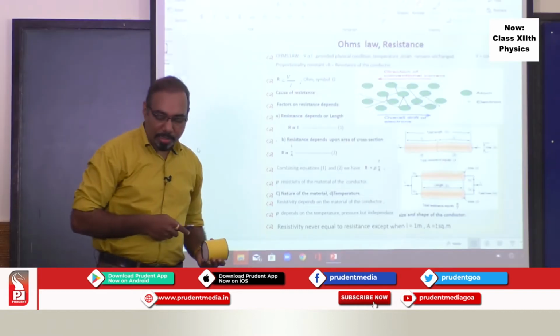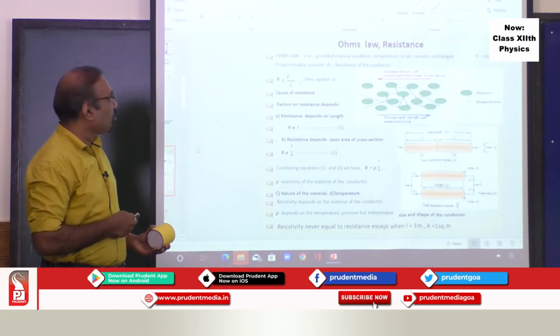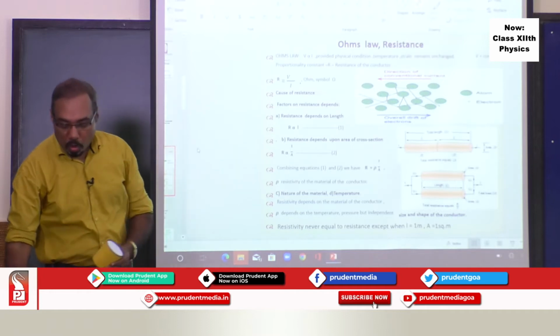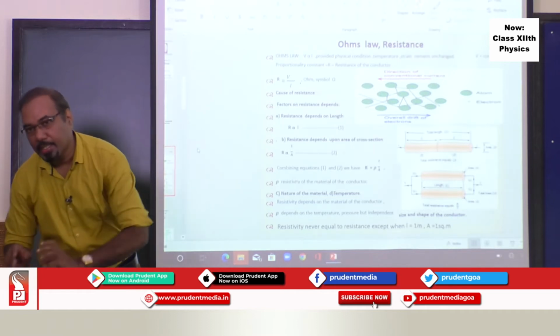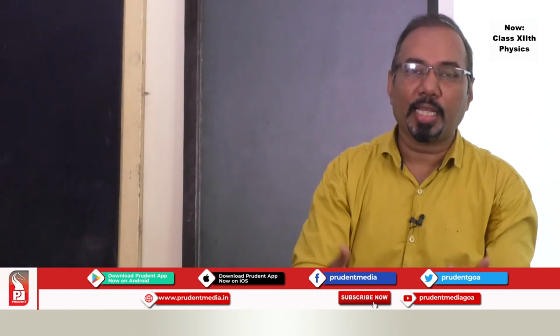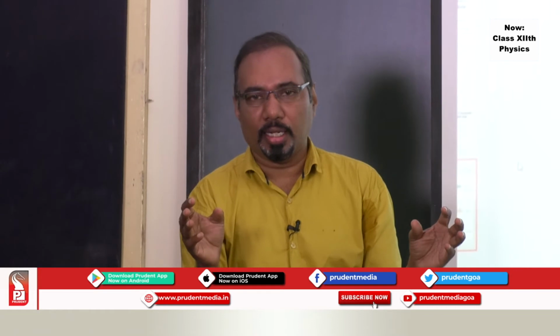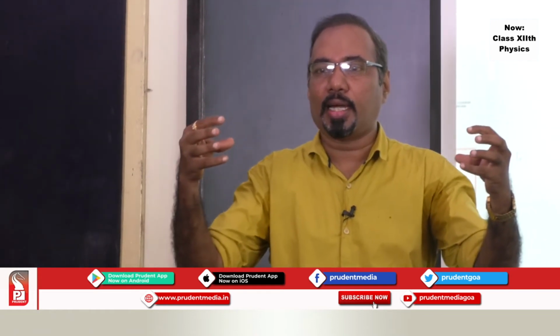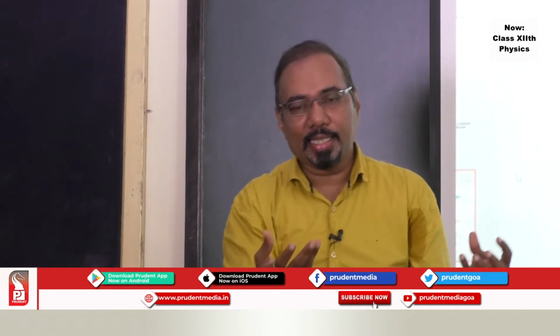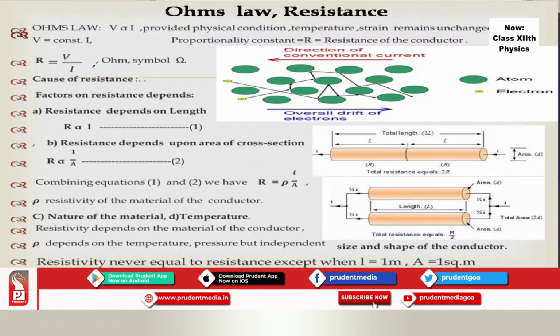Okay, now let's try to understand. The formula we have is R equals V upon I, or V equals IR. We can now understand the factors on which this resistance depends. The first factor is the length of the conductor. If you increase the length of the conductor, the resistance increases. Very simple to understand. If you increase the length, electrons find more atoms to collide with on the way, and that's the reason the resistance is increasing. So resistance is directly proportional to the length.